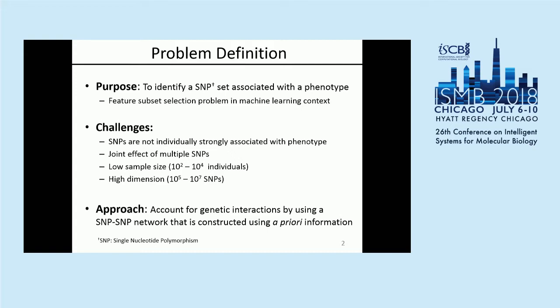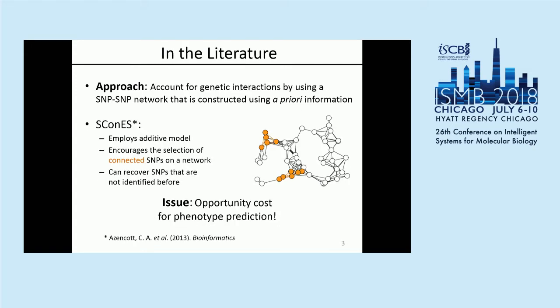So our approach to overcome these challenges is to account for the genetic interactions by utilizing a SNP-SNP interaction network, which is constructed using some a priori biological information, and primarily the Hi-C data. In the literature, there is already a method that follows this kind of approach, named SCONS. It employs an additive model and encourages the selection of connected SNPs on the network. This way, it can recover SNPs which are associated with a phenotype, but have not been identified before.